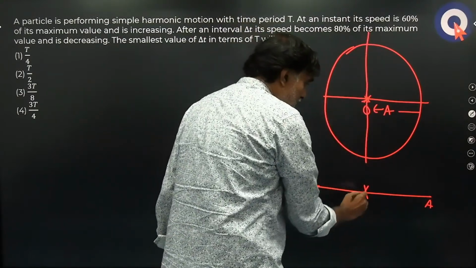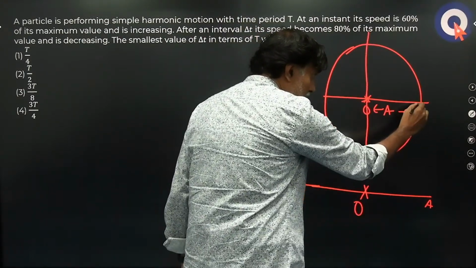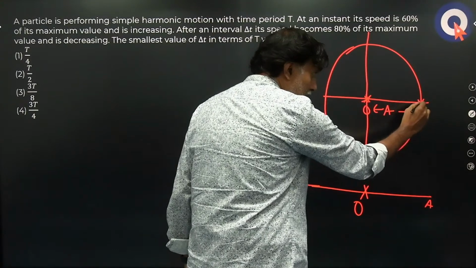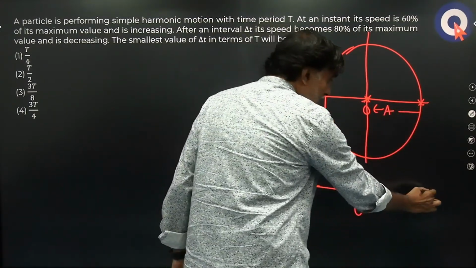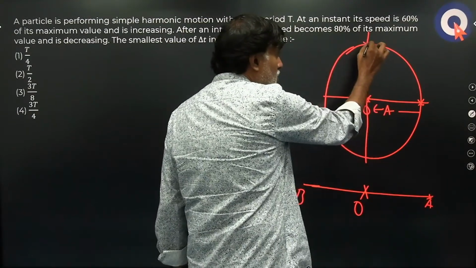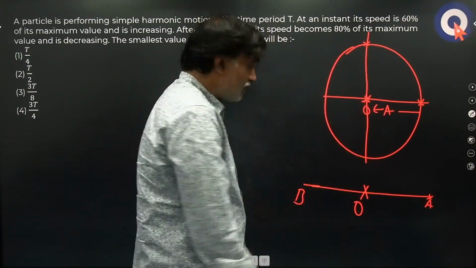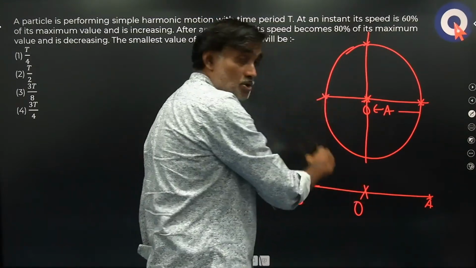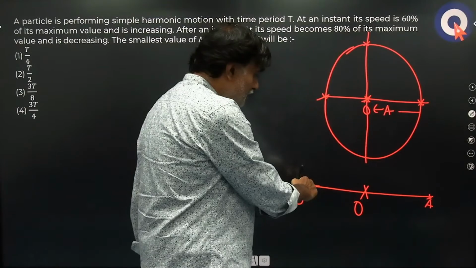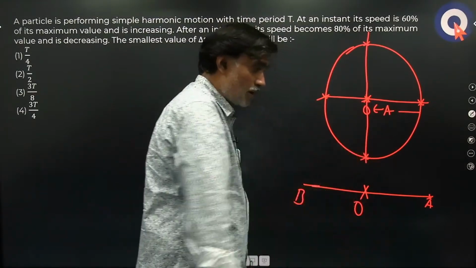When the particle is at the mean position, that point corresponds to this point on the circle. Okay. When it is at the right extreme position, that point corresponds to this point, and when it is crossing the mean position towards left, that point corresponds to this point, and when it is at the left extreme position, this is the point on the circle.